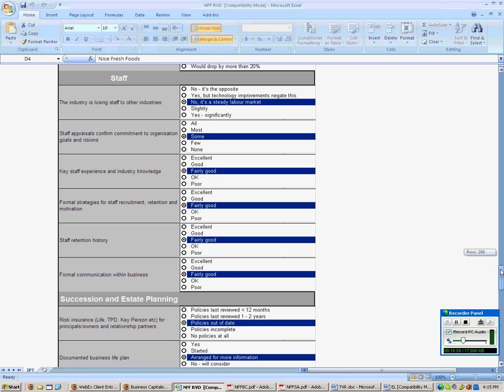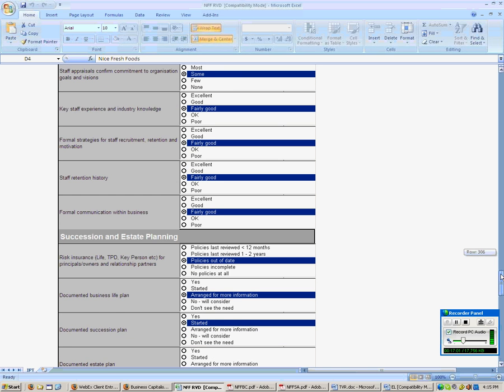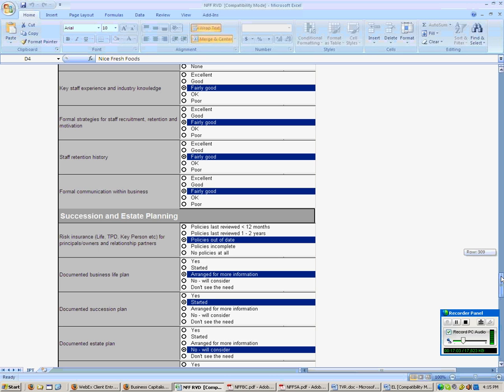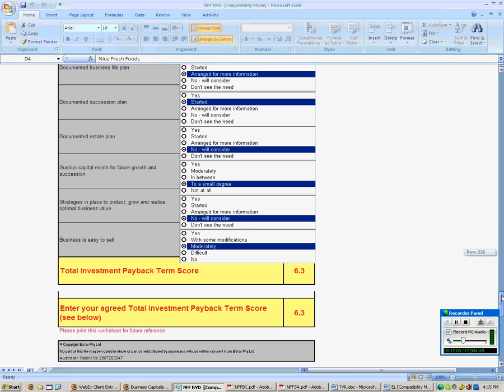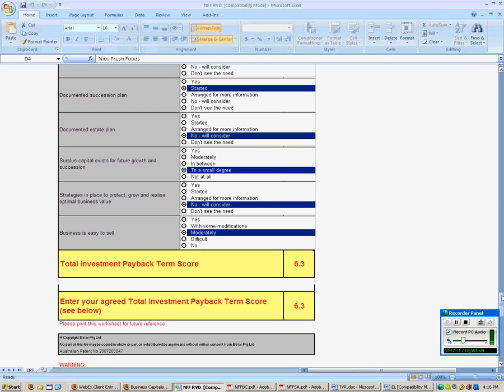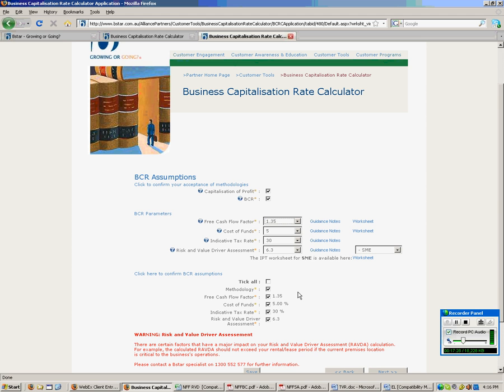Once all the assumptions and assessments have been completed, a score is generated. The sensitivity function enables Alliance partners to review inputs and discuss opportunities to improve the score with their clients, again demonstrating the potential for value improvement. Once the score has been agreed, Alliance partners enter their score in the BCRC assumptions page.